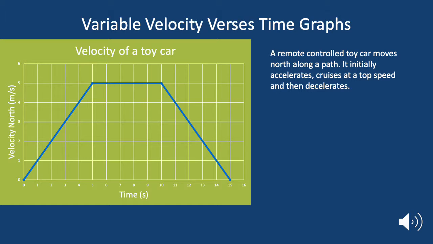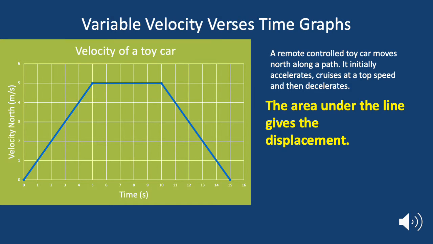Okay, so in that previous example, we had a rectangle. It was a very, very simple example. Here we've got a news story. A remote-controlled toy car moves north along a path. Now it initially accelerates, then it cruises at top speed, and then it slows down, it decelerates. So for the first 5 seconds, it's getting faster, and then from 5 seconds to 10 seconds, it's cruising at top speed. And then from 10 seconds to 15 seconds, it's slowing down until it stops.